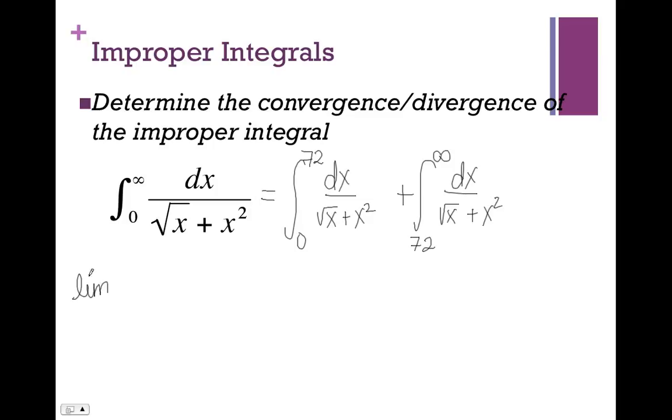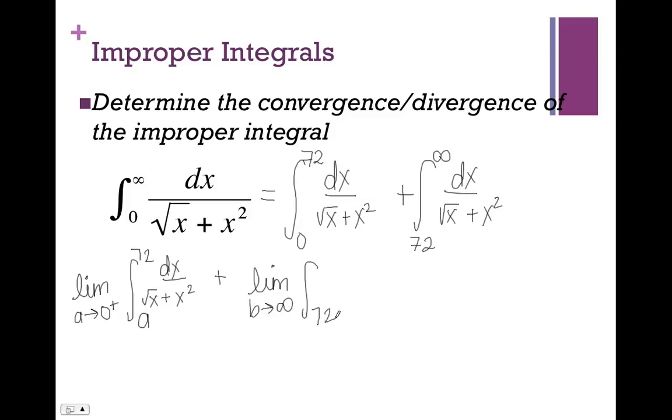Okay, so let's rewrite both of these with limits. I'm going to have the limit as a approaches 0 from the right of the integral from a to 72 of dx over the square root of x plus x squared, plus the limit as b approaches infinity of the integral from 72 to b of dx over the square root of x plus x squared. And then I have both of these to consider, okay? If one of them diverges, I'm done. It's divergent, okay? If they both converge, then I'm convergent.